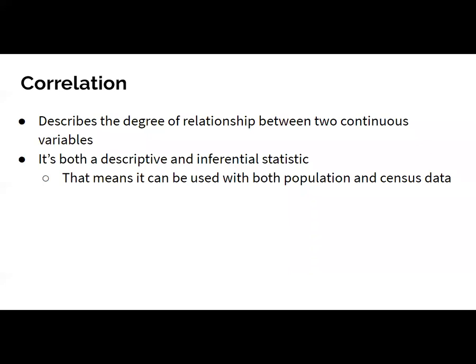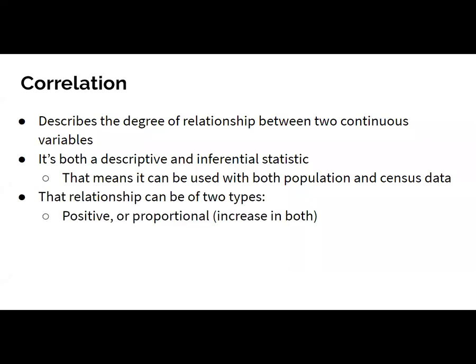So yeah, like I said, it can be used on population and census data. And there are two different types of relationships that it can find. It can find a positive or proportional one, which means that when one of the values goes up, the other one goes up. An example of that is height and weight. Oftentimes, if height goes up, weight goes up. It's not always the case, but that's usually the case.